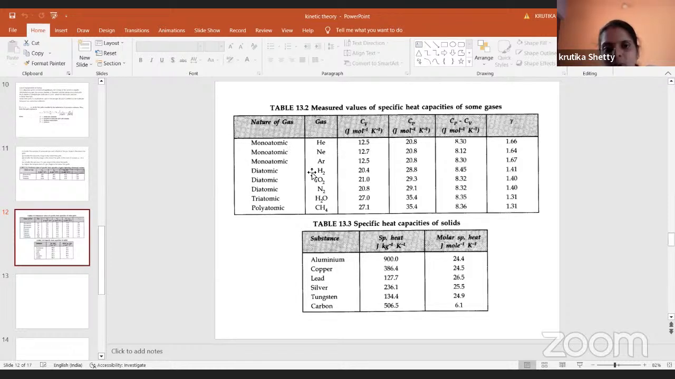You can see monoatomic helium, neon, argon, then O2, H2, N2, with Cp, Cv and gamma, all the values given. The table below gives the specific heat capacities of some materials. To solve the questions, we require all this data. Now we are going to discuss the question answers.